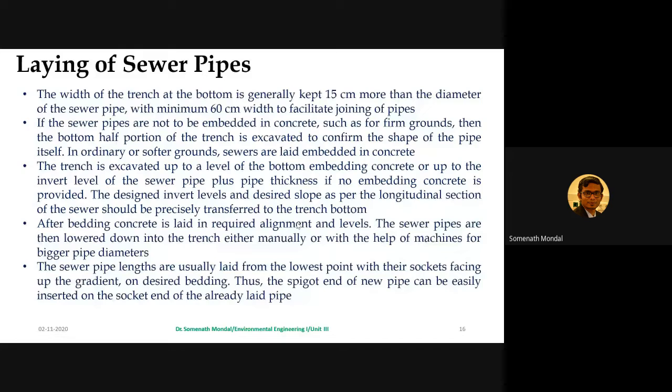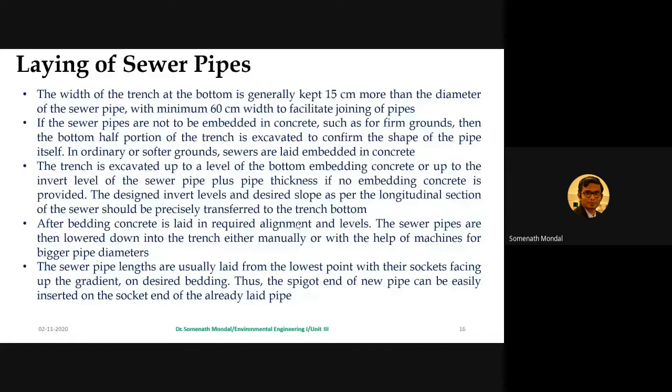Now the sewer pipe lengths are usually laid from the lowest point with their socket facing up the gradient on desired bedding, and by doing this we can minimize the chance of leakage. So this is a very important part you need to remember. When we discuss the pipe joints, we'll talk about them in detail, but here you should remember the directions of the sockets. Always remember, laying from the lowest point with the sockets facing up the gradient on desired bedding. That is the way the chances of leakage are less.